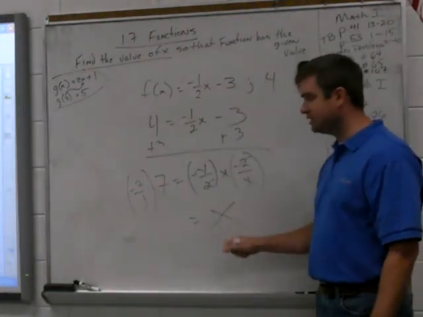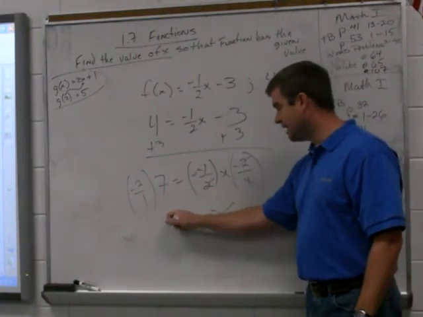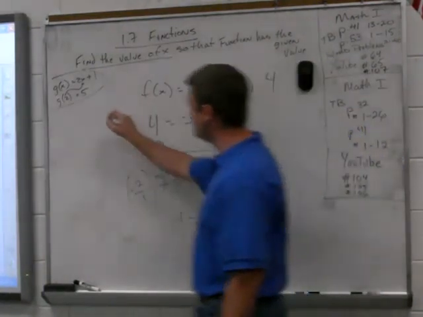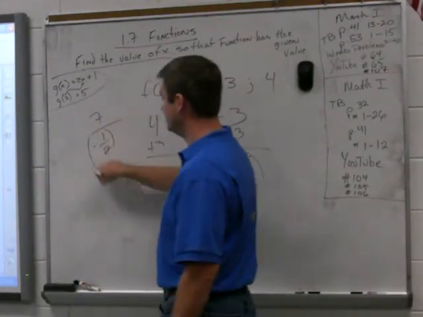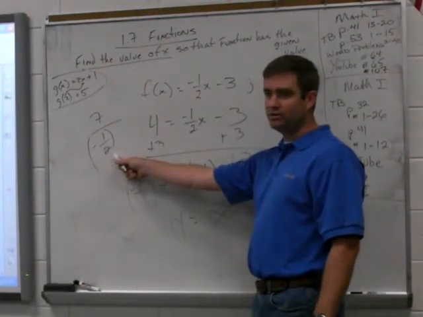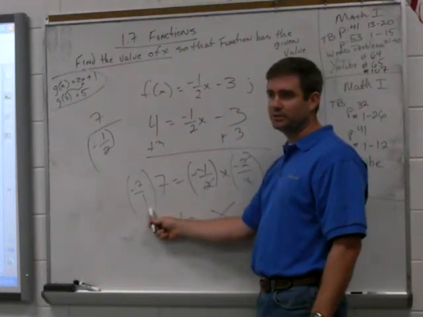What do I get on the other side? What is negative 2 over 1 times 7? Negative 14. That's a lot better than saying 7 divided by negative 1/2. Most people can't look at that and know what to do. Most people can look at this and tell me what to do.